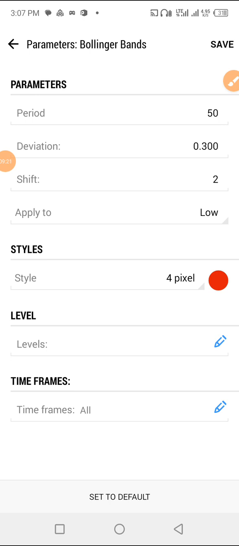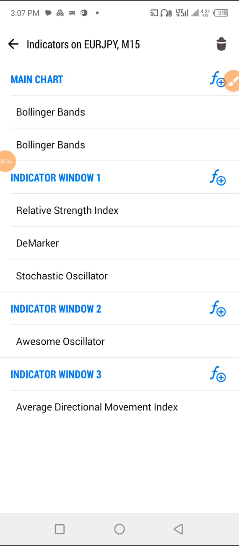For the bearish one, the same process but different color. Then in the apply to, it should be low. The green should be high, that is for buy, while the sell should be what? Low. That is it. Then you click on save.